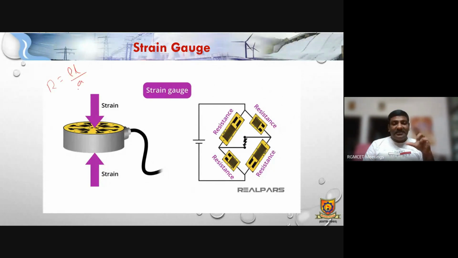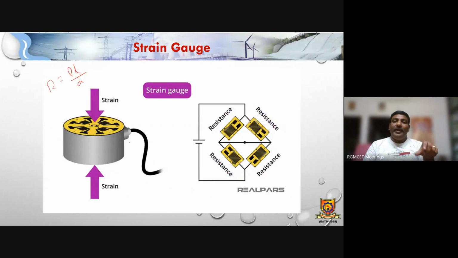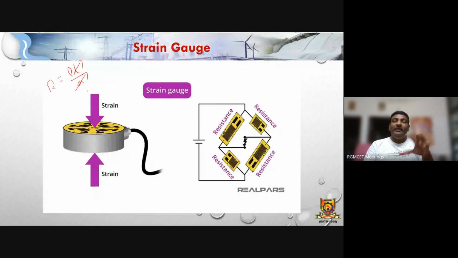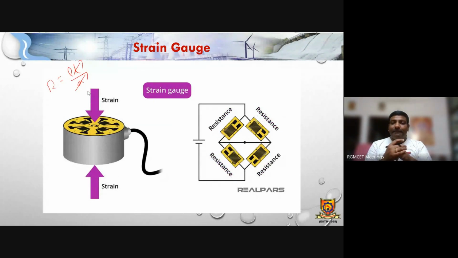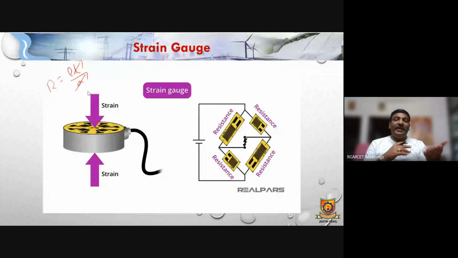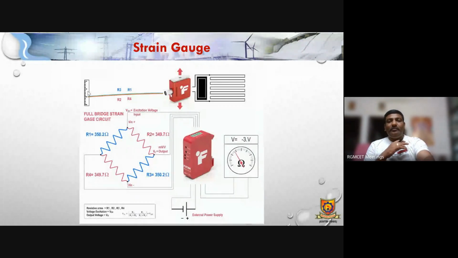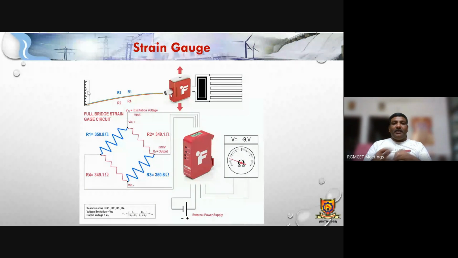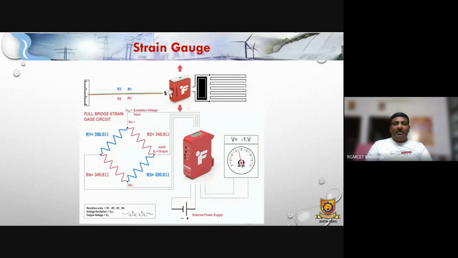Whenever the strain gauge is influenced by strain, there is automatically a change in dimensions, in length as well as cross-sectional area. Whenever it is compressed, the length is reduced and the cross-sectional area is increased accordingly. Whenever these parameters change, it obviously influences the change in resistance value.